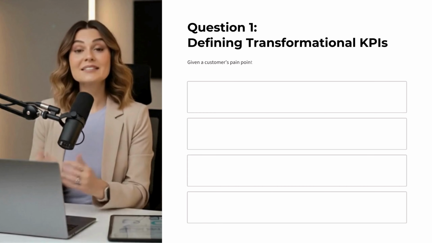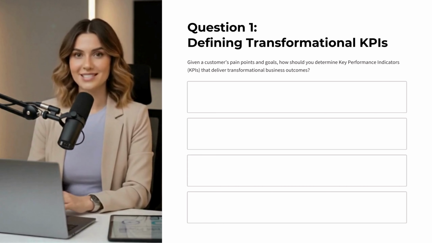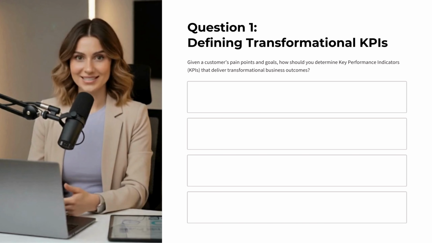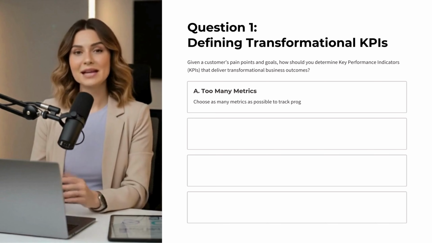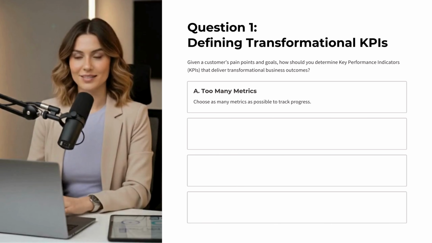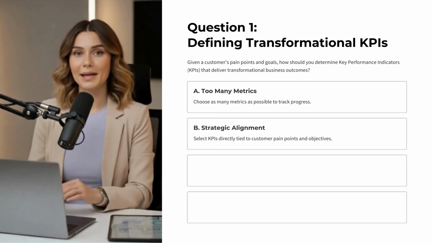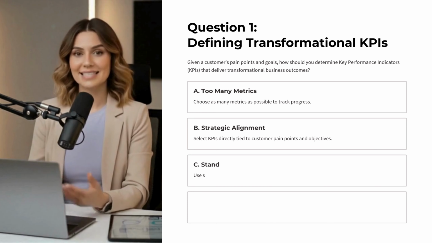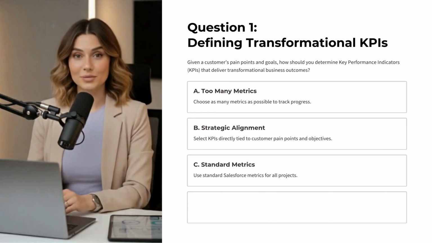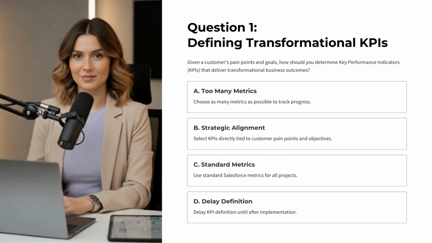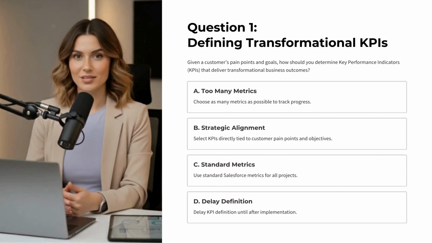Question 1. Given a customer's pain points and goals, how should you determine KPIs that deliver transformational business outcomes? Options. A. Choose as many metrics as possible to track progress. B. Select KPIs directly tied to customer pain points and objectives. C. Use standard Salesforce metrics for all projects. D. Delay KPI definition until after implementation.